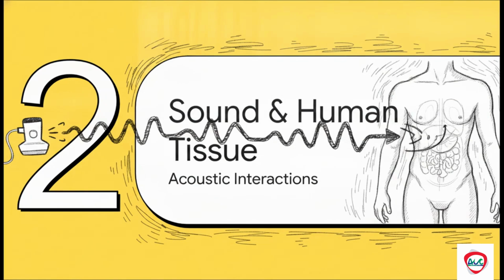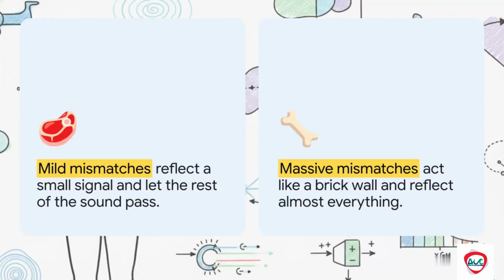Let's move to Chapter 2, Sound Meets Human Tissue. We'll track that wave right as it leaves the probe and enters the body. Once that sound enters the body, it's going to hit different tissues, right? And this is where acoustic impedance comes into play. Think of impedance as just tissue density multiplied by the speed of sound. An echo is only born at the boundary where that impedance changes.